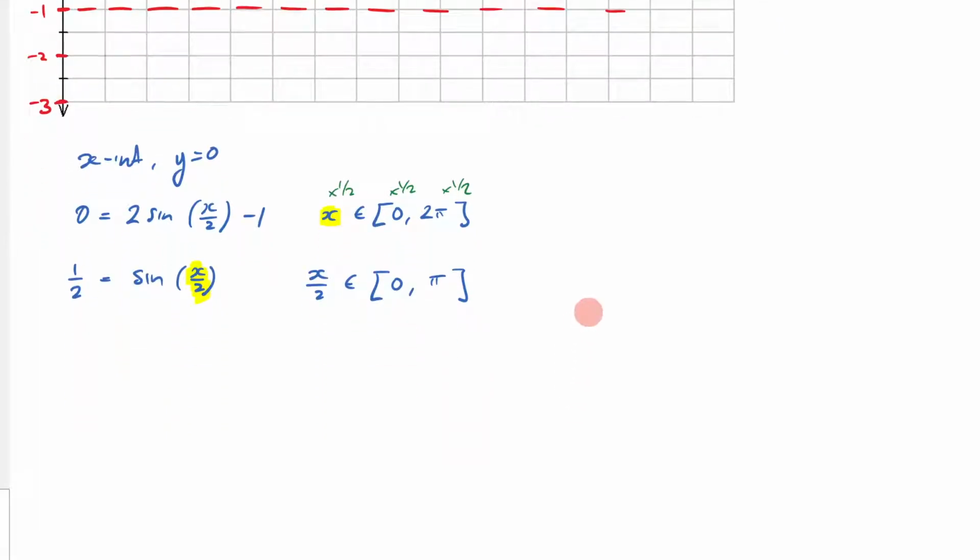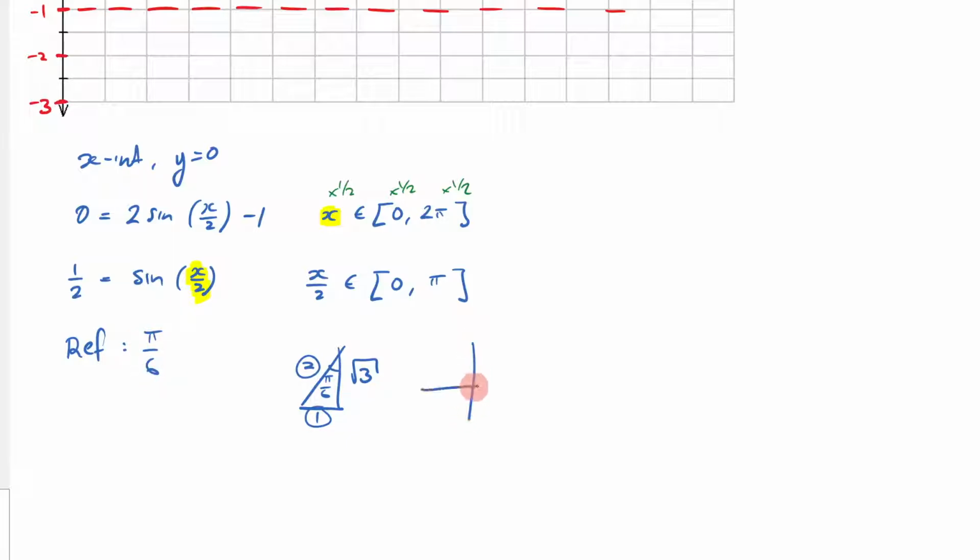Okay, now that I've done that, I now need to solve this. So remember, what you want to do is find your reference angle. You consider our special triangle here. This is square root of 3, 2, 1. If I want to find sine of 1/2, that will be here. Sine is opposite over hypotenuse, so this is going to be pi on 6. So that means my reference angle is pi on 6.